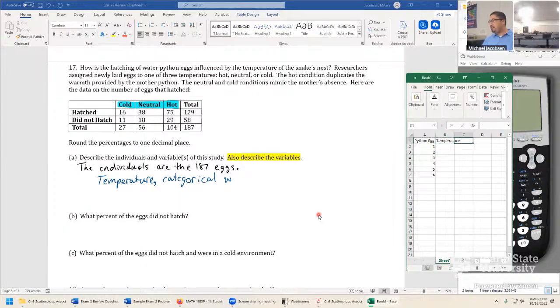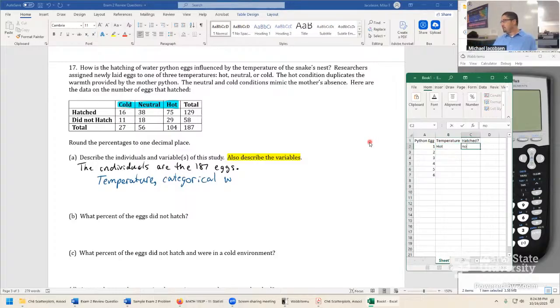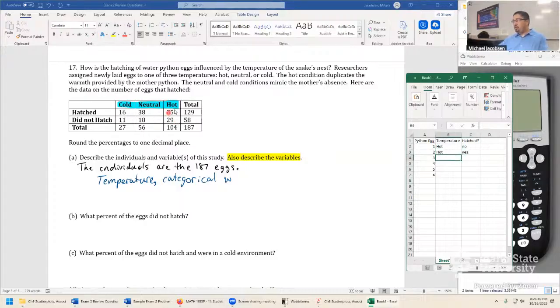The next column would be hatched, the other categorical variable. And just to show what the data would actually look like, we might have hot, and then we might have no for hatched. Those exist. There's 29 that did not hatch under the hot condition. Maybe a hot and a yes. It might not be all the 75 hot conditions first. It could be mixed up. I think they might be in order if you're collecting this in a reasonable way, but if the data is kind of mixed up, the next one could be neutral.